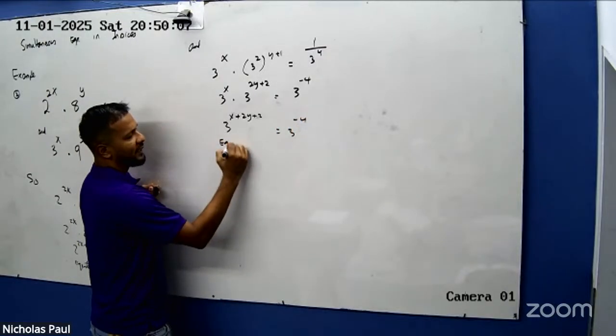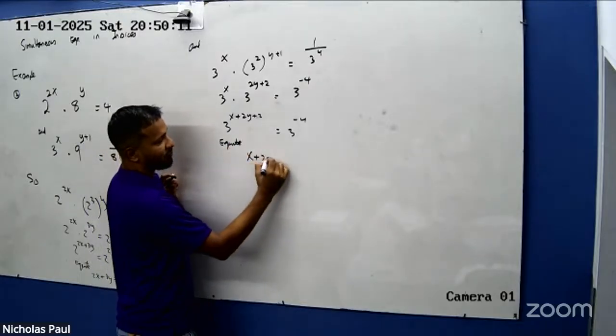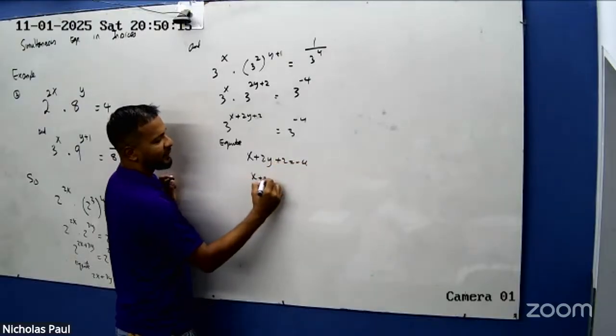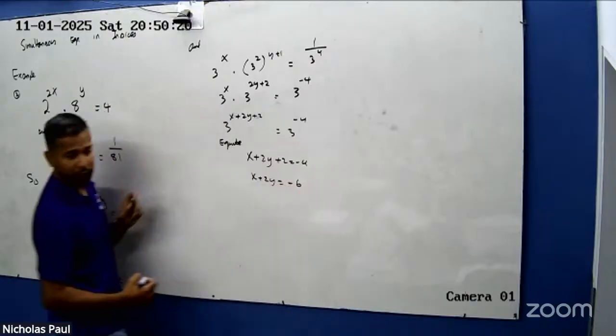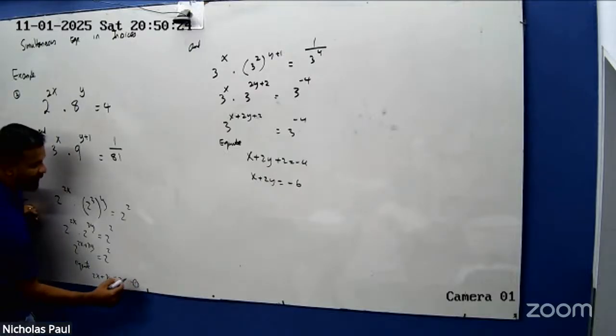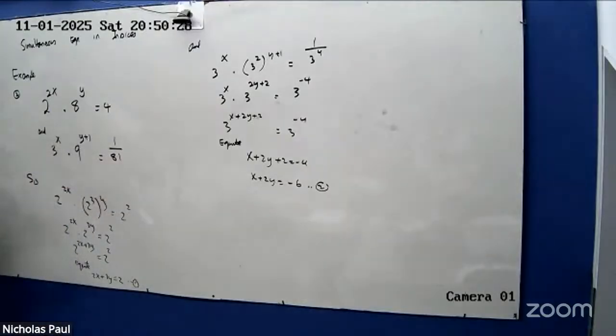Now I can equate. So I'll get x plus 2y plus 2 is minus 4. I'll get x plus 2y is, move across this, minus 6. So I have equation 1 and I have equation 2. Last example was substitution, and now I'm going into elimination.